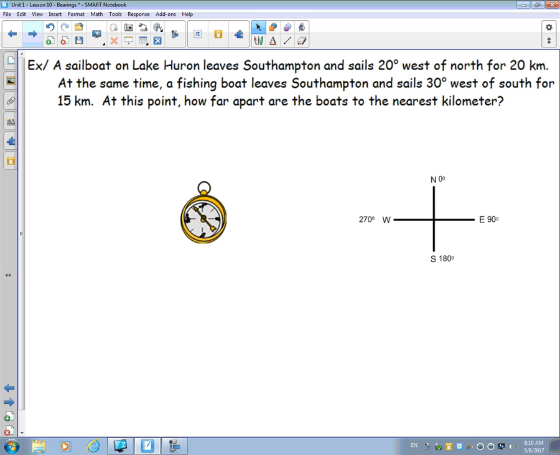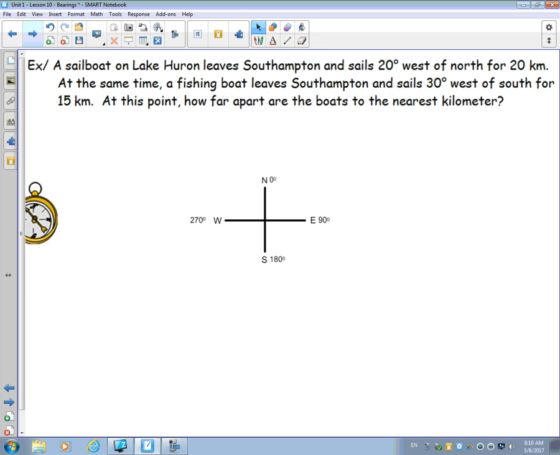So whenever we see bearings, we should think of a compass. On the compass, usually our starting point is right in the middle of it. That's where we're measuring things from. In this case, Southampton. So our sailboat sails 20 degrees west of north. In other words, it goes north, 20 west. So that would, oops, that's the east. Let's try the west. All right, so Southampton, we need to go north and then 20 to the west. So that's 20 degrees. And it did this for 20 kilometers. I'm just going to move my label of the S here on the other side.